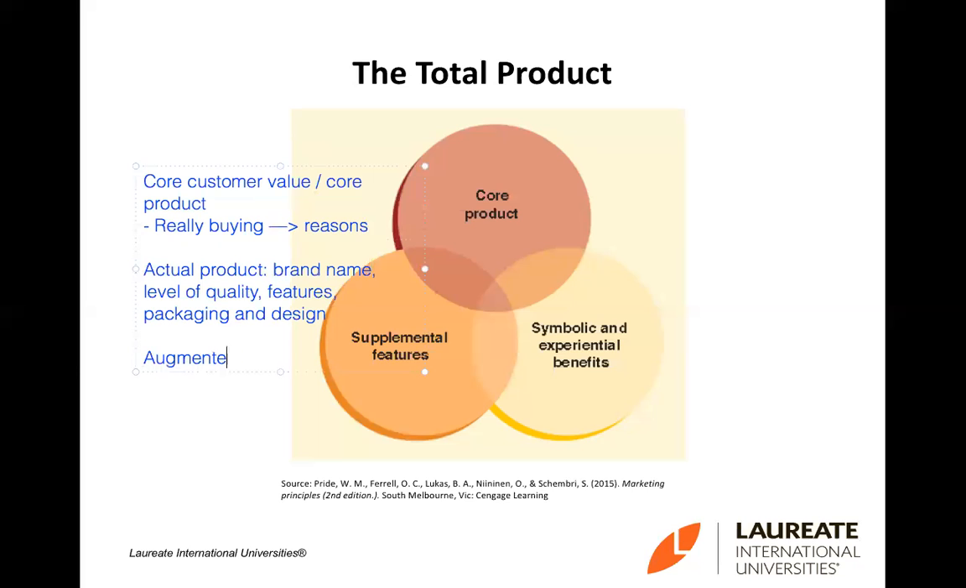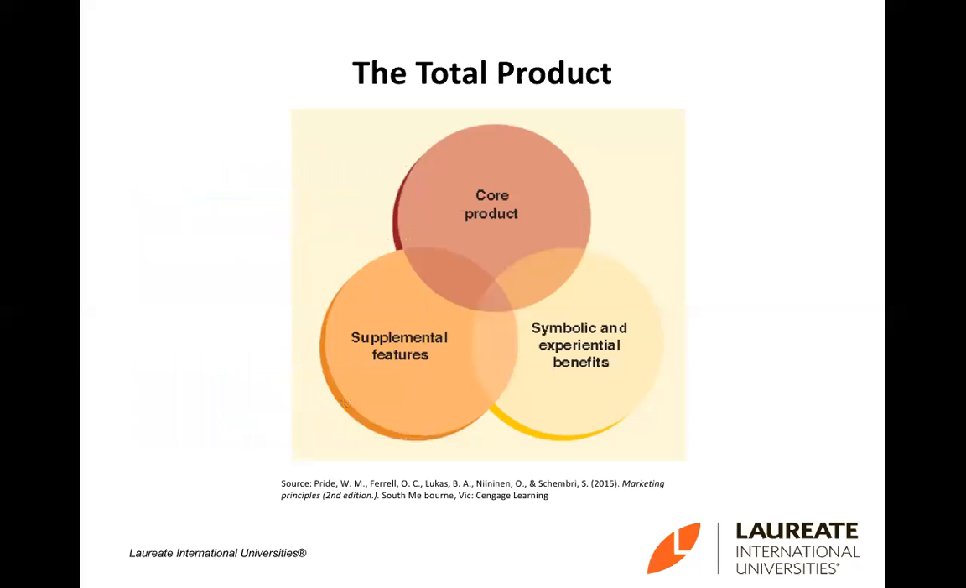All right, and the next one is the augmented product. The augmented product is the additional benefit or service that we provide for the customers. This includes the warranty, the information, and post-sale service. They are the other additional things that we provide for the customers that can enhance their experience in using our product. Okay, so think about your own product that you analyze for your assessments.